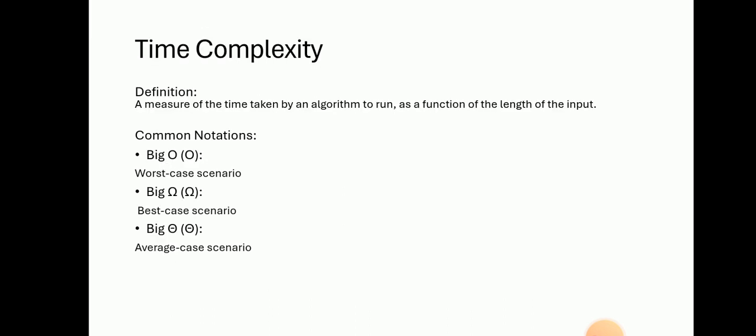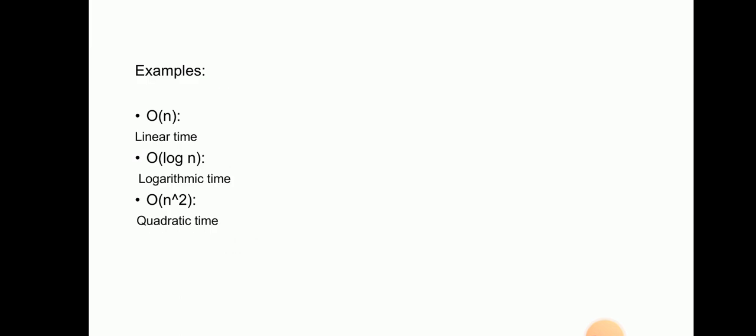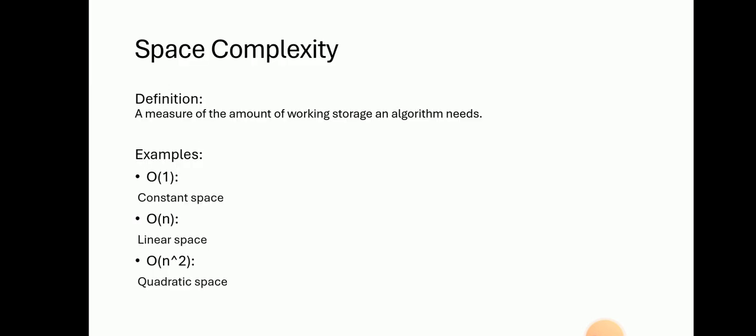Time complexity. It is the measure of the time taken by an algorithm to run as a function of the length of the input. Common notations include worst case scenario, best case scenario, and average case scenarios. Examples: order of n for linear time, order of log n for logarithmic time, order of n square for quadratic time.